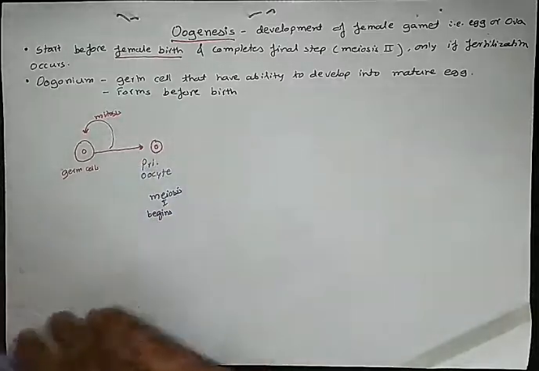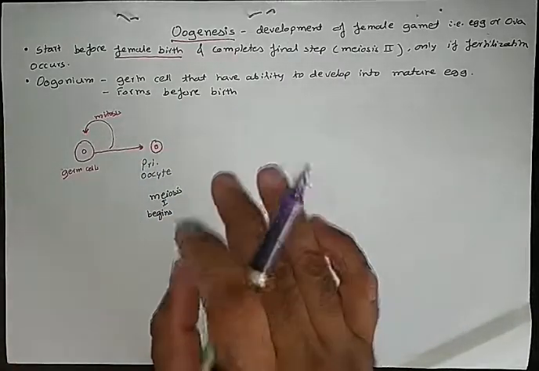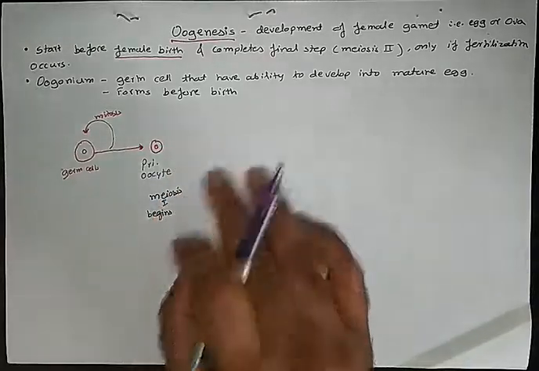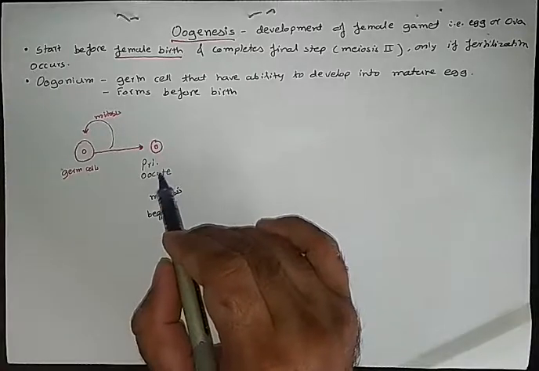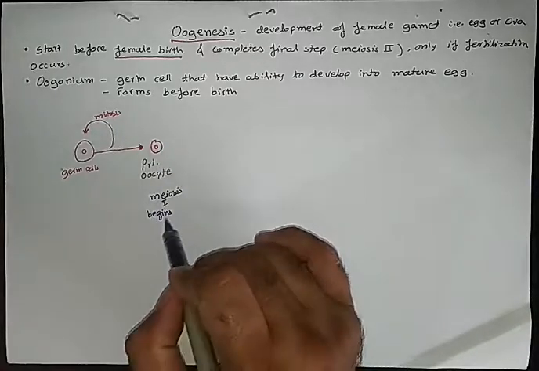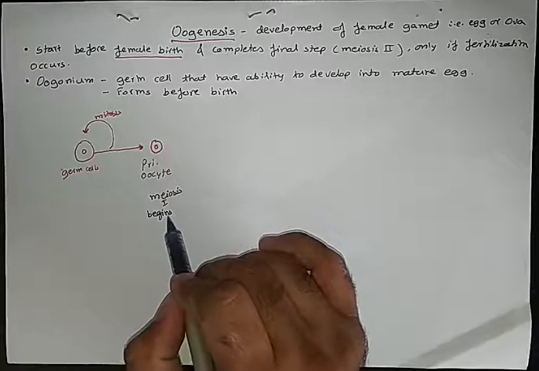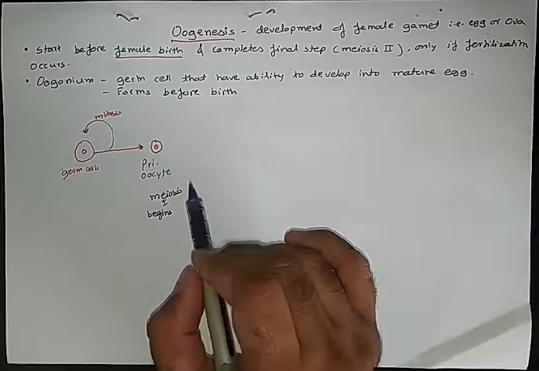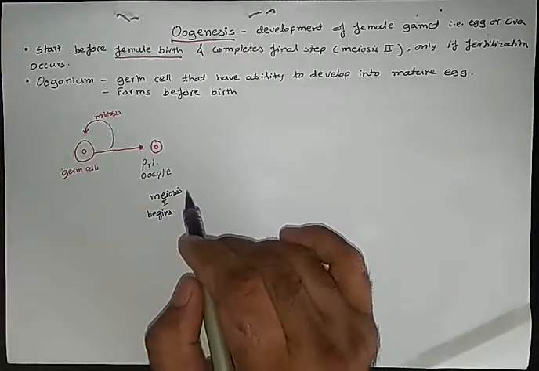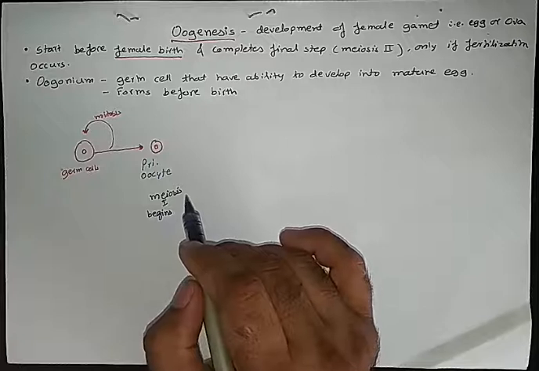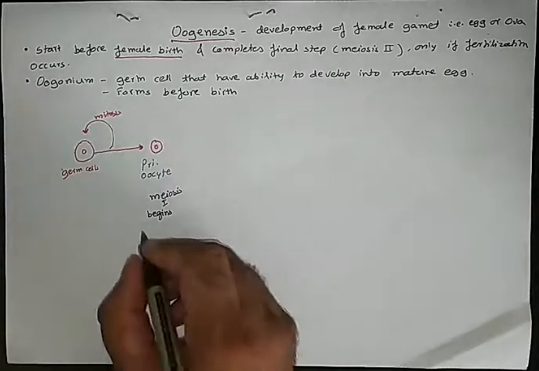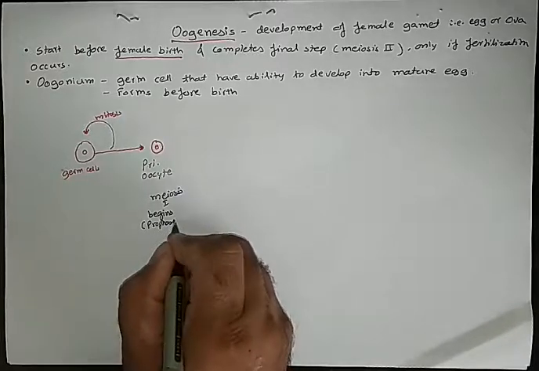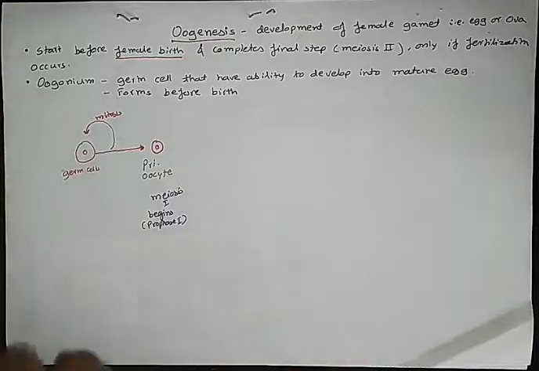After birth there are no new primary oocytes forming. Whatever primary oocytes are formed before birth, they remain as they are. And these primary oocytes get arrested in meiosis 1. So this is a very important point. The primary oocytes are arrested in meiosis 1, and that is in prophase 1. Prophase 1 begins and it is arrested in prophase 1.